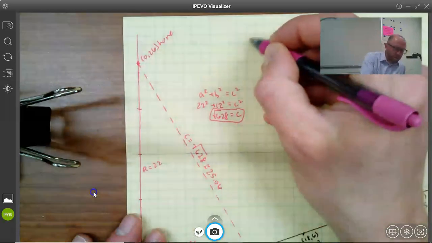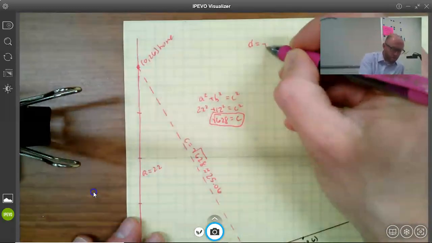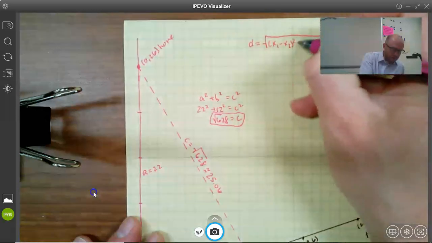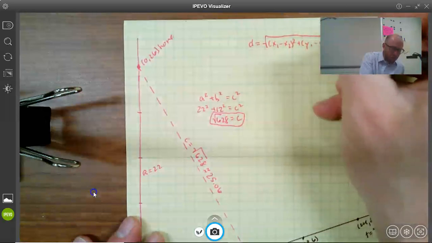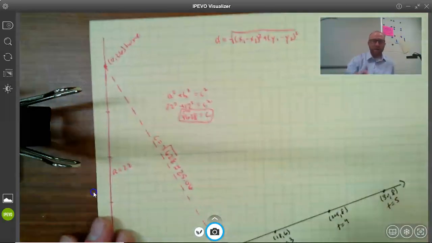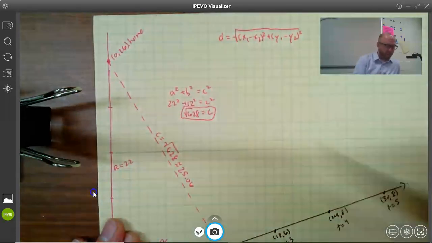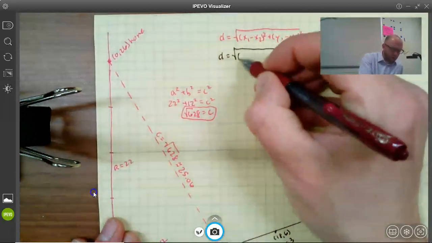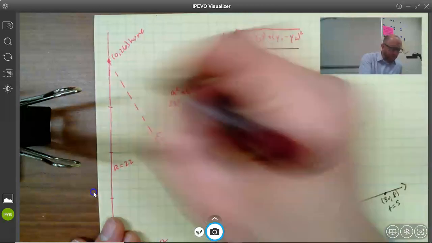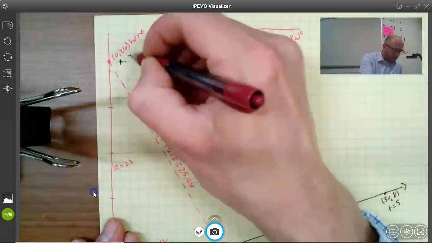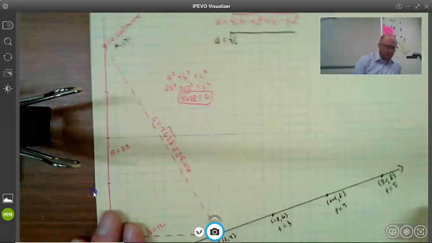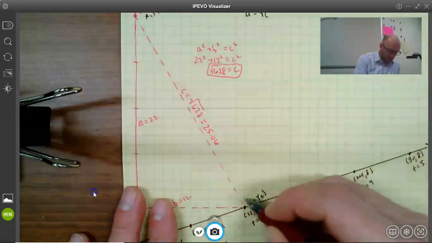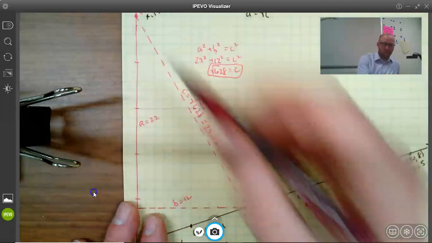So up here, our distance is equal to the square root of (x sub 1 minus x sub 2) squared plus (y sub 1 minus y sub 2) squared. I'm going to walk you through this, and we'll see how this ends up being the same calculation as we did with the Pythagorean theorem. So over here we'll use x1, y1, and down here will be x2, y2. That's the first point, and down here's the second point.